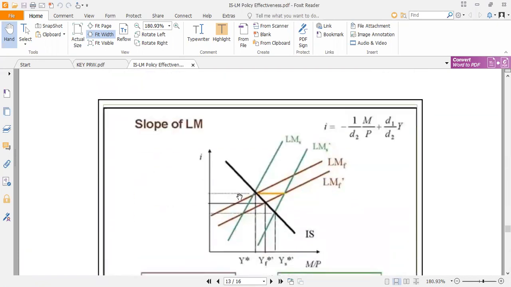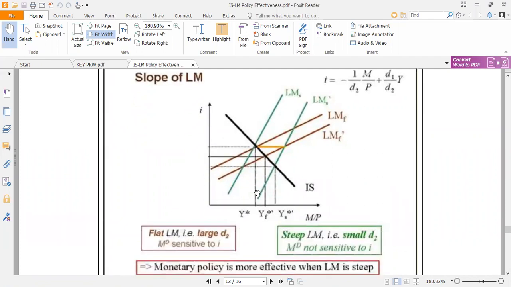And then for the LM curve, the steepness depends, as we said already, on the interest elasticity of money demand. Now let's start at the equilibrium point. This is the equilibrium point with equilibrium income Y star. This is the steeper LM curve, and then this one is the flatter LM curve.